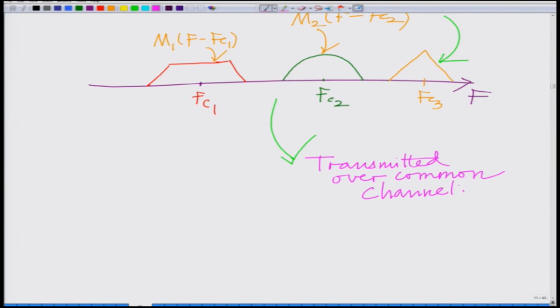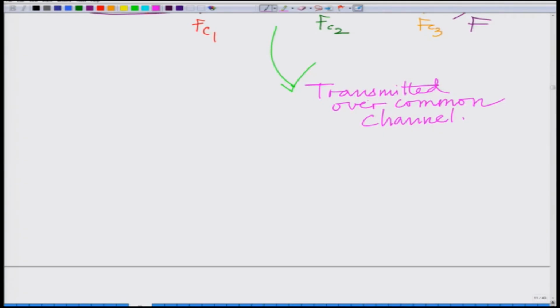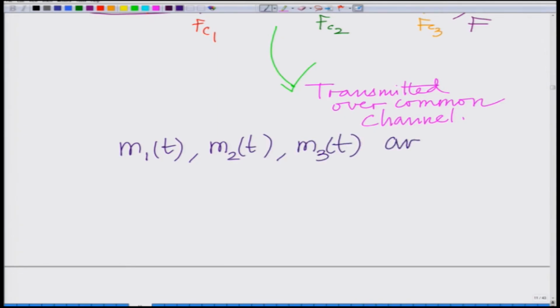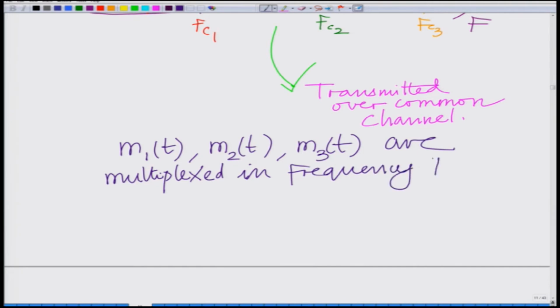So, basically what are we doing? We are multiplexing M1(t), M2(t) and M3(t) for transmission over the composite channel. They are multiplexed in the frequency domain, therefore, this is frequency division multiplexing. So, M1(t), M2(t), M3(t) are multiplexed in the frequency domain for transmission over the channel.